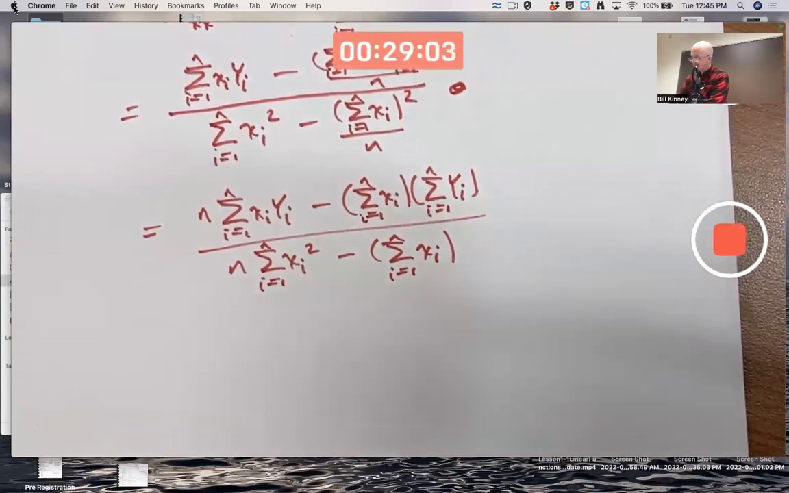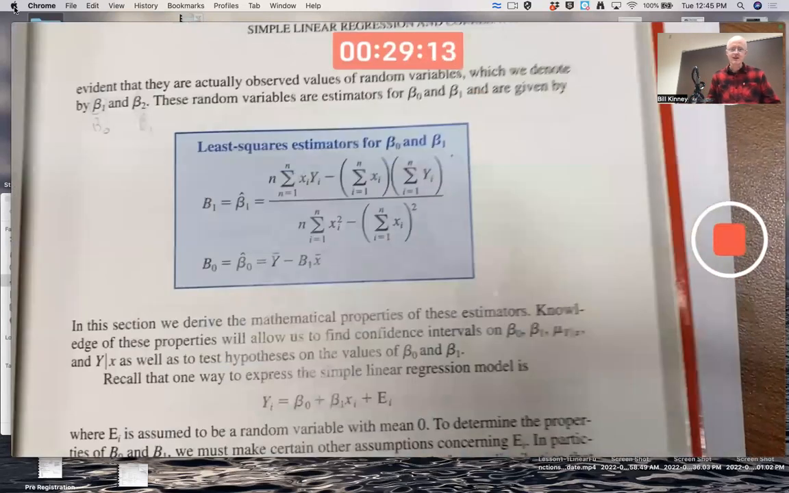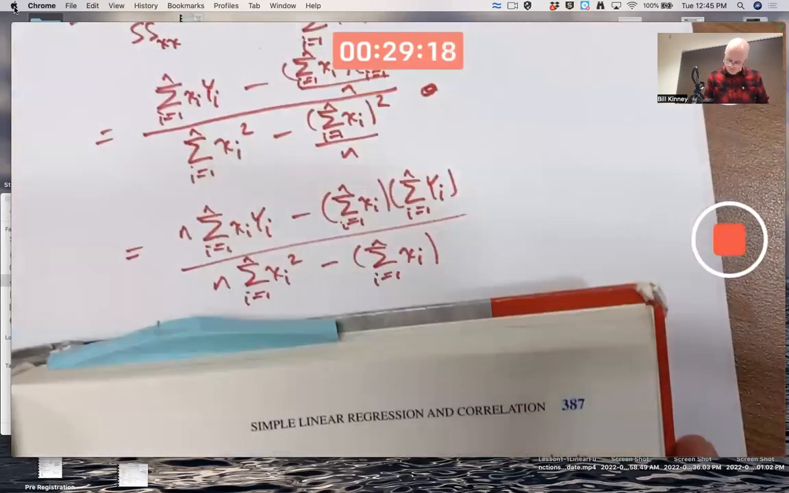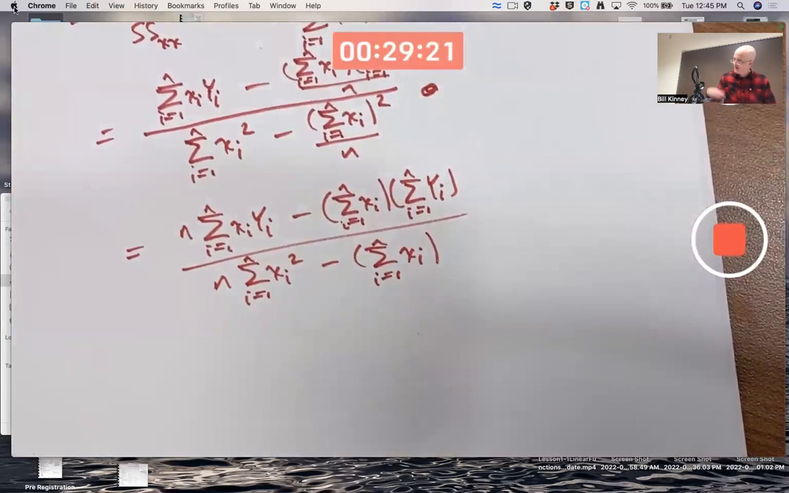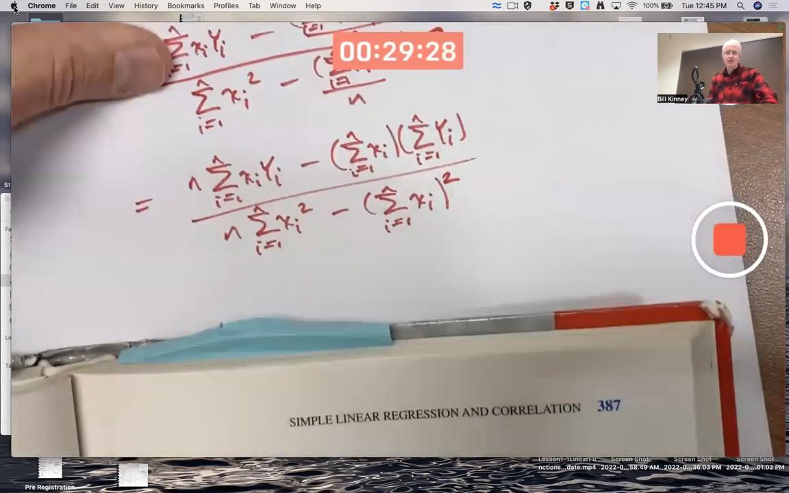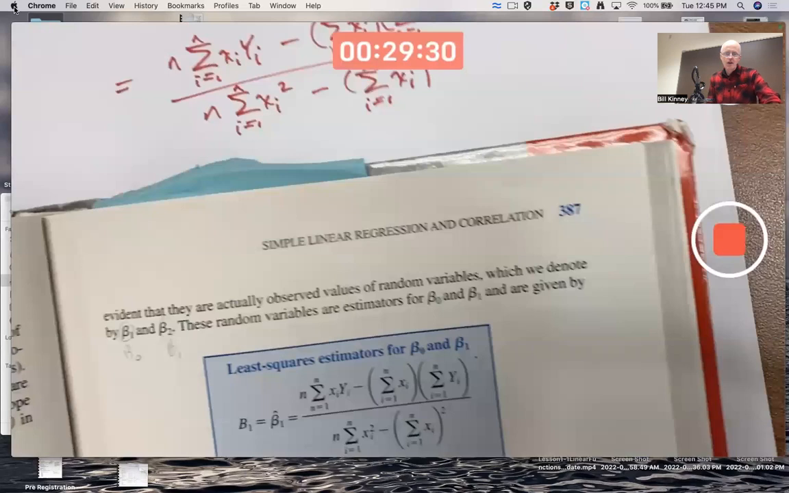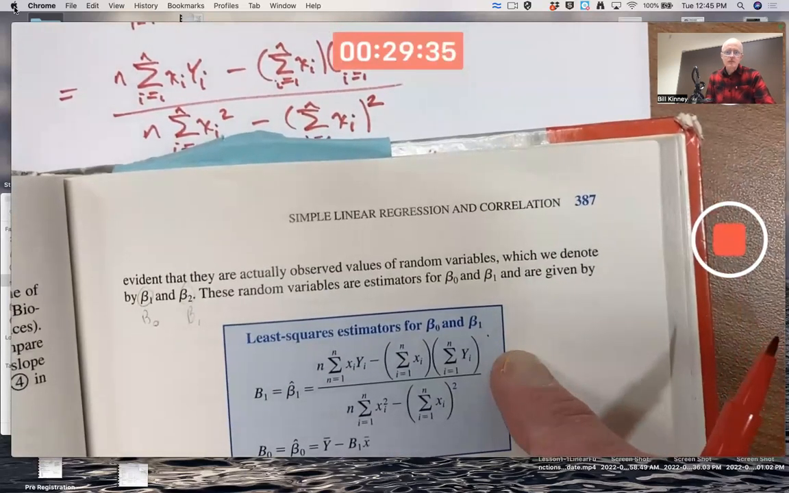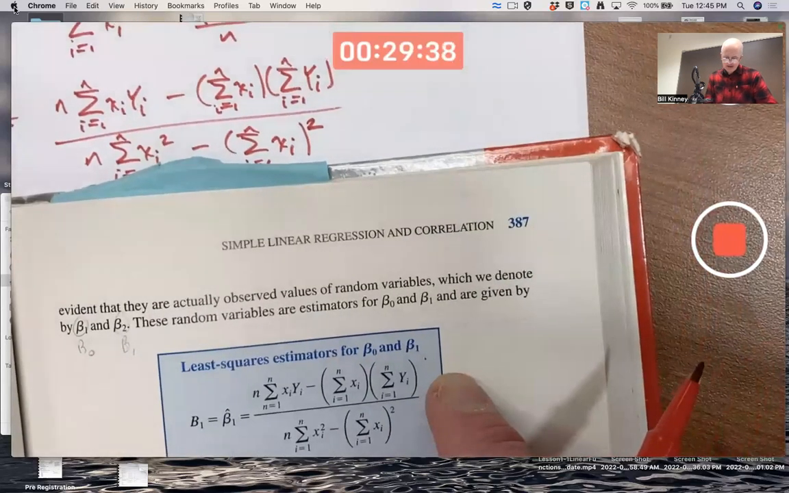Check that I didn't make a mistake. Let's look at the formulas in the book. The book has some typos, though, that I need to alert you to. Page 387. That's what I just wrote down. Oops, I forgot to square it. I forgot to square this thing here. This thing right here. Same as this thing right here.